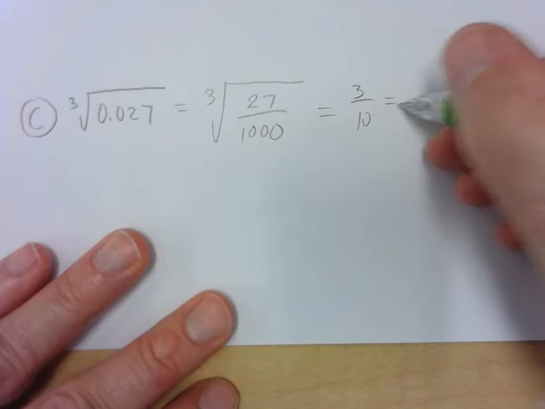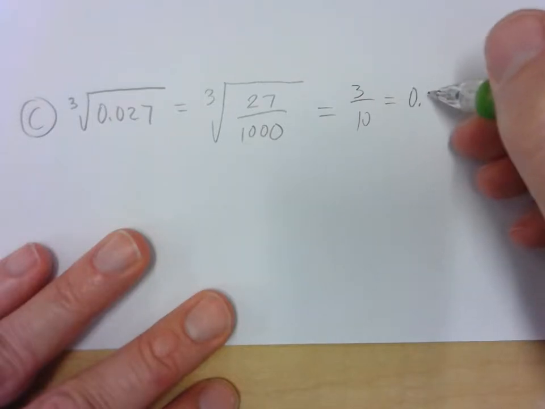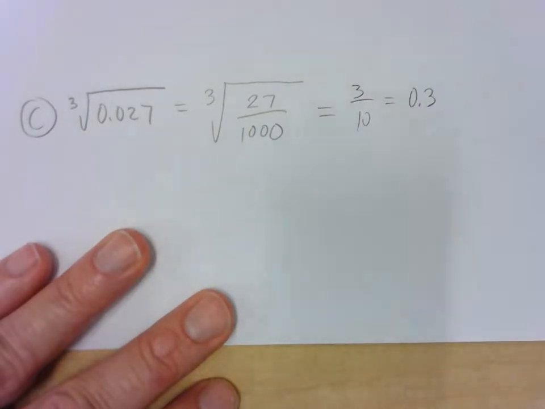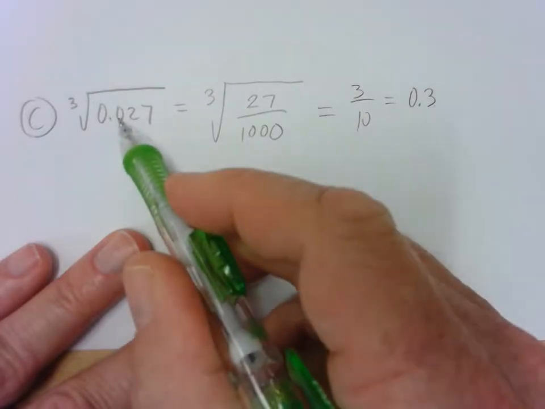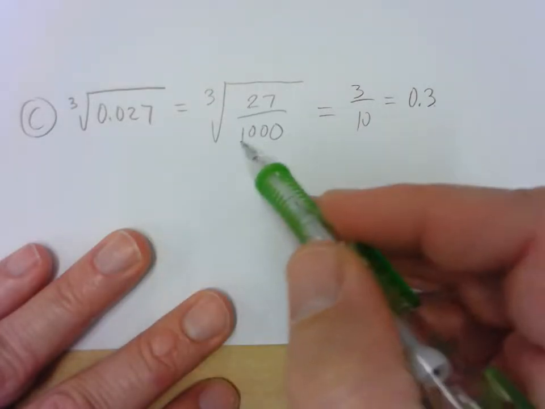Now if you did this on a calculator, you would get 0.3, which is the same thing as 3/10, because that's the proper way to say 0.3. That's kind of the lazy way to say it. It's 3/10, because of that decimal point. So remember, it's tenths, hundredths, thousandths. So it's 27 thousandths. Take the cube root. Okay, that's examples A, B, and C.